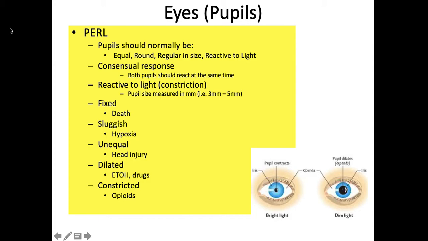Constricted pupils, you see this predominantly with opioids. And this is heroin or codeine or there's a number of narcotics out there. They all cause constricted pupils. So these are really tiny, like 2 millimeter tiny pupils. And when you apply your light to them, they do not constrict anymore. So they're kind of fixed at that really tiny size, about 2 millimeters or so. So, just a general idea about pupils.